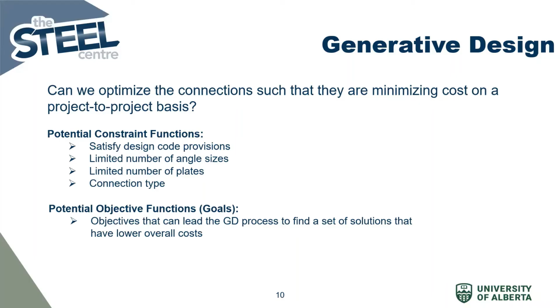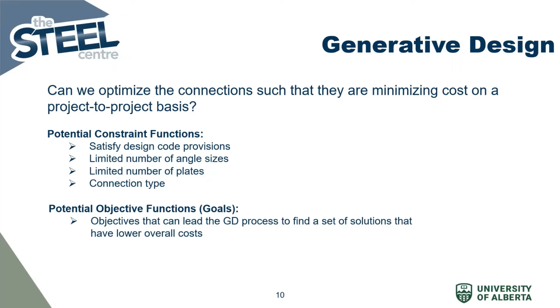So now I've showed you what generative design might look like for an individual connection, but what if we wanted to optimize all the connections in a building at the same time, such that they're minimizing the cost on more of a project-to-project basis? For example, what if the fabricator had a certain number of angle sizes or plate sizes that they wanted to use first, and they had certain connection types that they preferred over other connection types at specific connection joints?